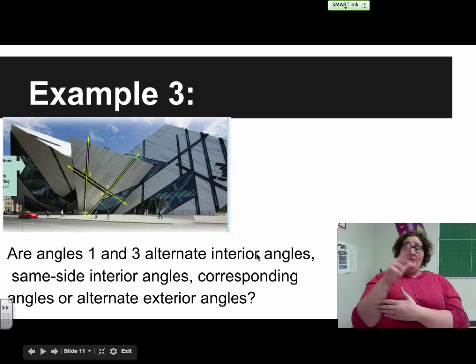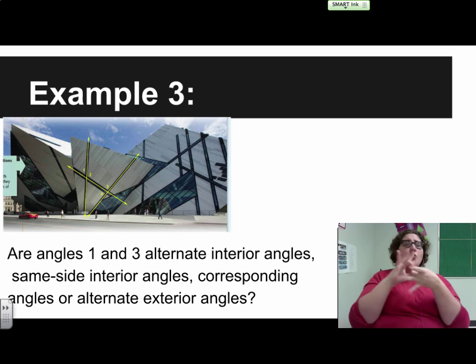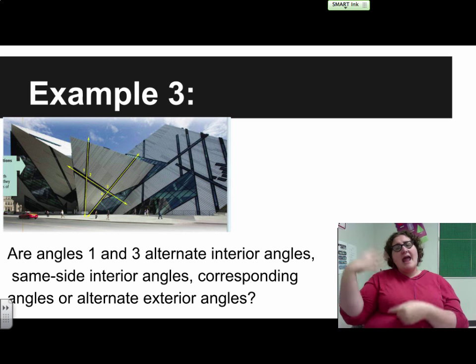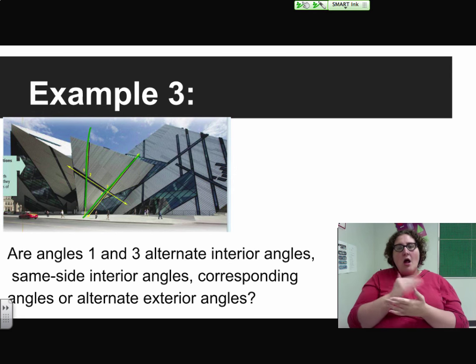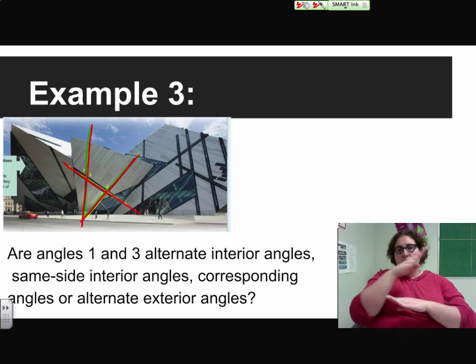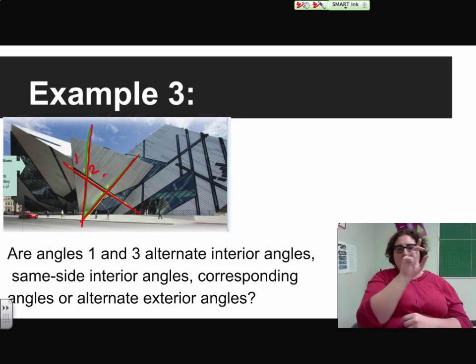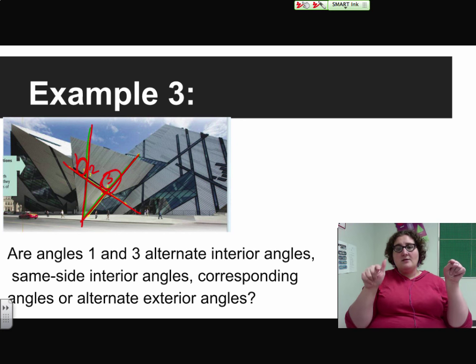Example 3, it says, are angles 1 and 3 alternate interior angles, same side interior angles, corresponding angles, or alternate exterior angles? So first we need to find these, and I know it probably did not copy very well on your paper. So here's our lines, and that didn't show up well either, so let's try red. Here's our lines, here's our transversal. This is 1, 2, 3, and I think that's all they labeled. So we want 1 and 3. So how does this angle relate to this angle?